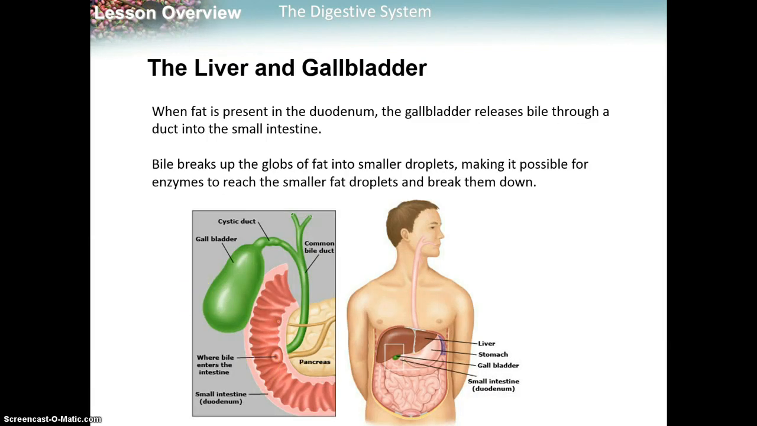The liver is producing the bile, but the gallbladder is storing that bile so we can digest the fats starting in the small intestine.